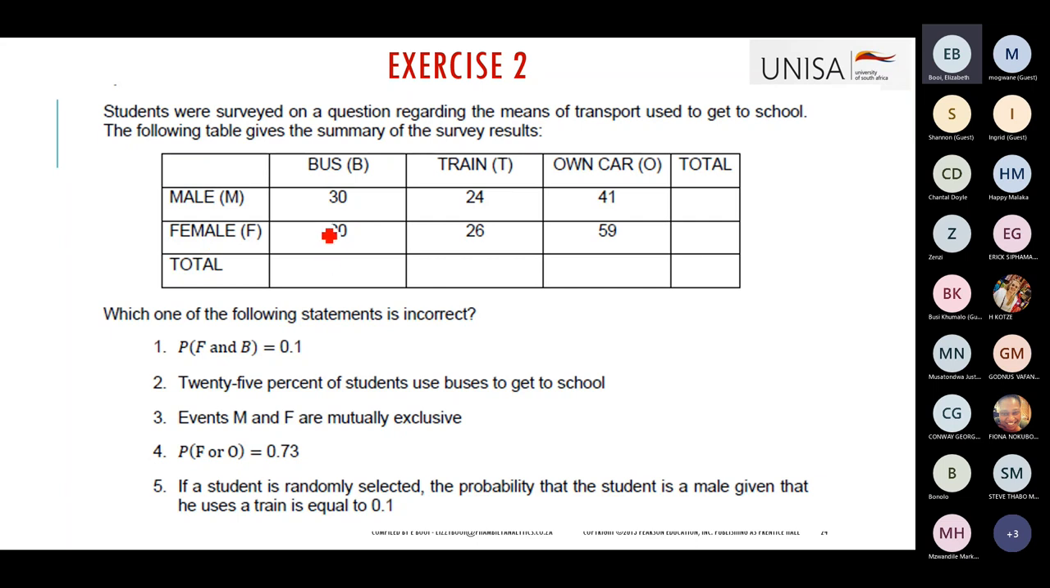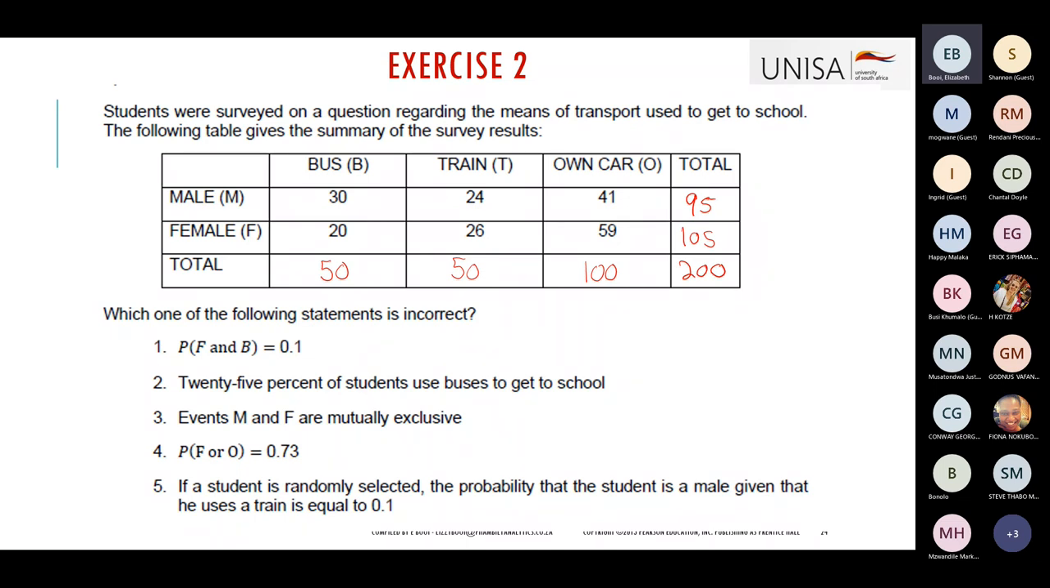So how many use a bus? 50. Train? 50. Own a car? 60. The total is 100. And how many are male? Ninety-five. How many are female? 105. And what is the grand total? 200. So now we have completed the table. Happy. We can now answer the question.